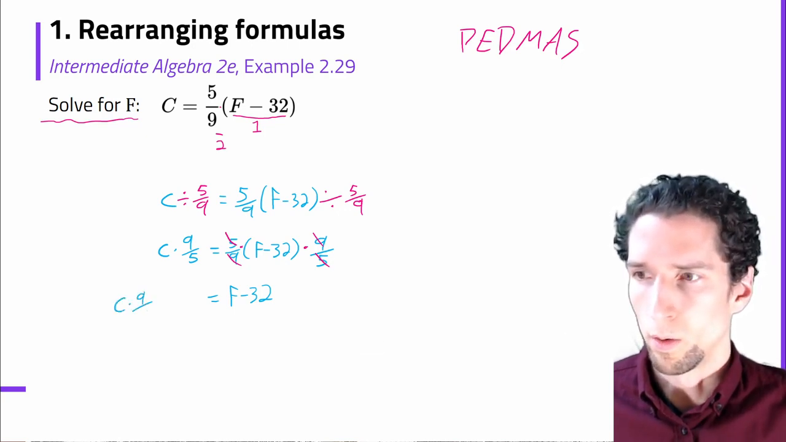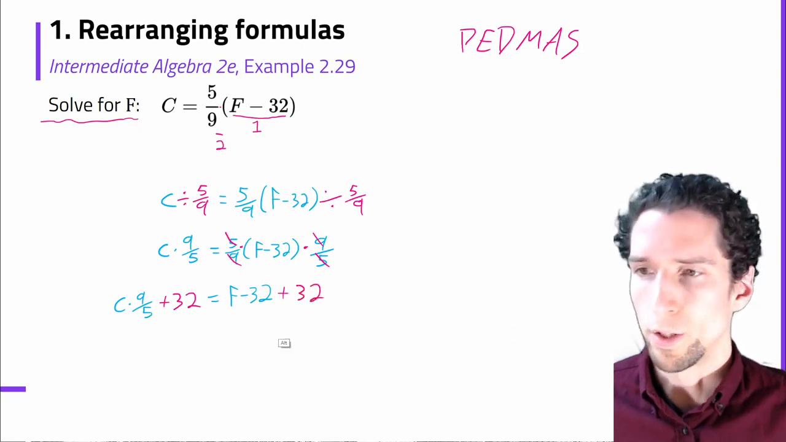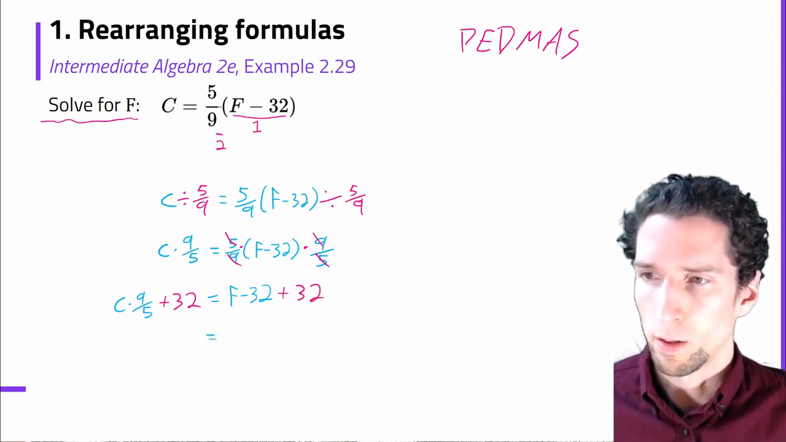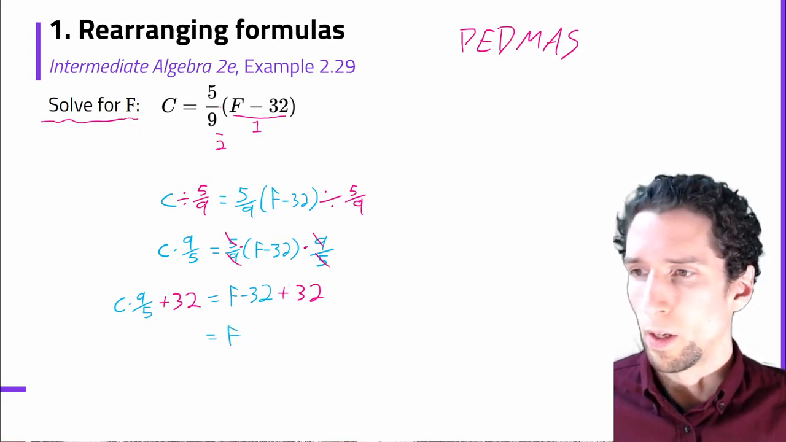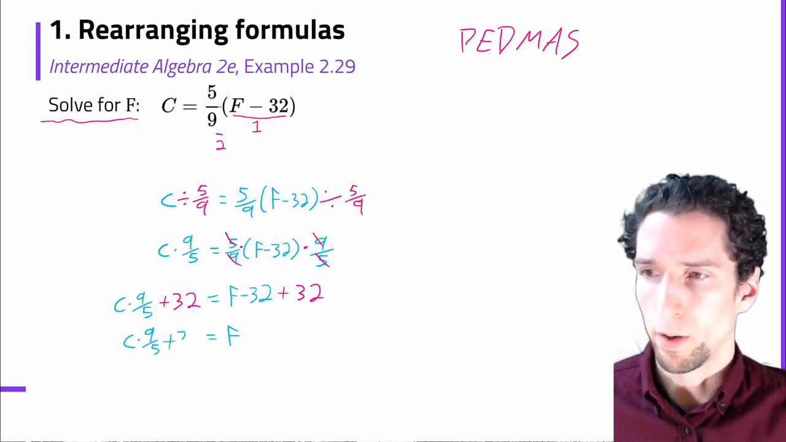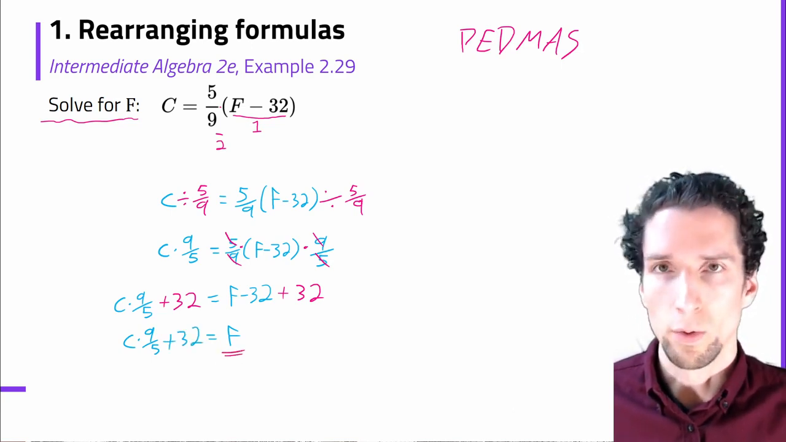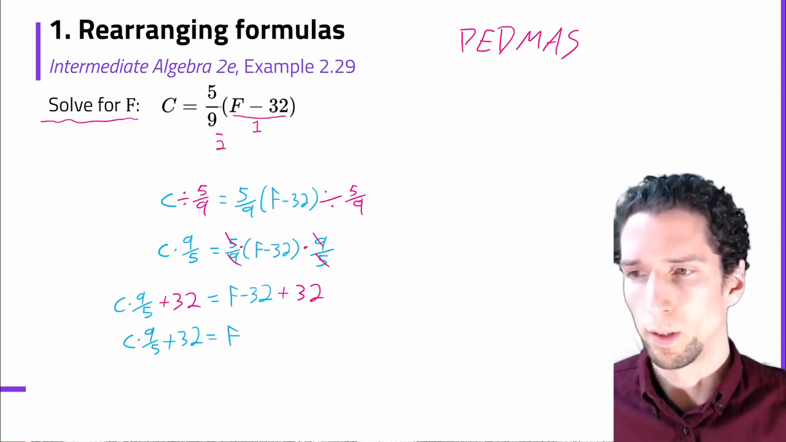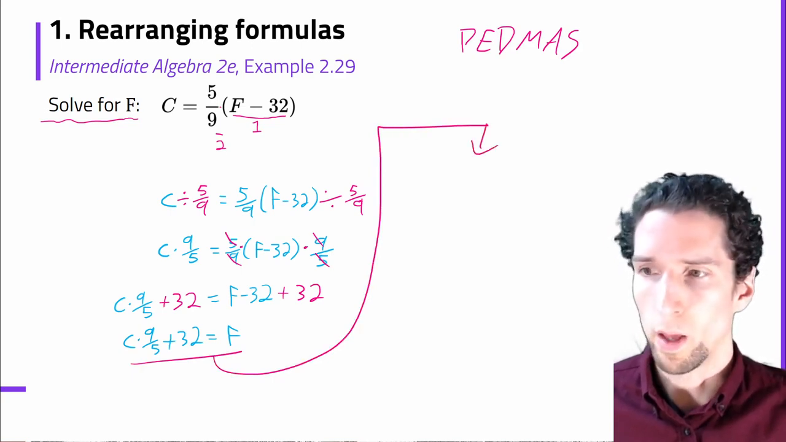E times 9/5, and then plus 32. Okay, and then on the right side here, we have just f, and on the left side, we will have c times 9/5 plus 32. We're done, because we have f sort of alone or isolated here, but let's just rewrite a little bit because this looks really bad.